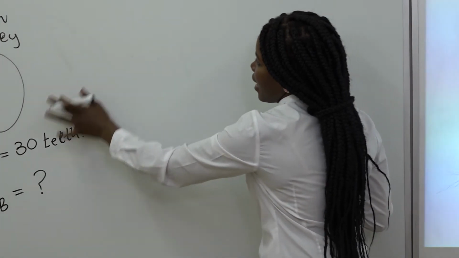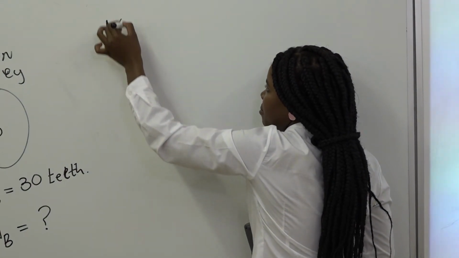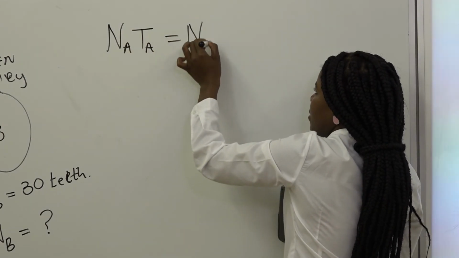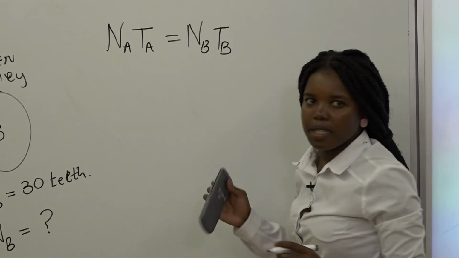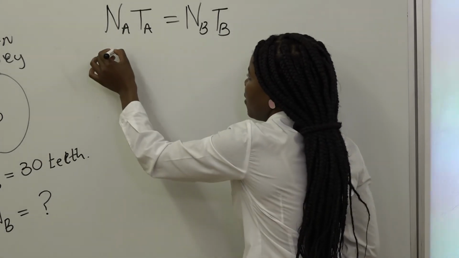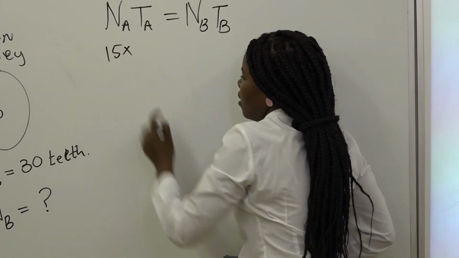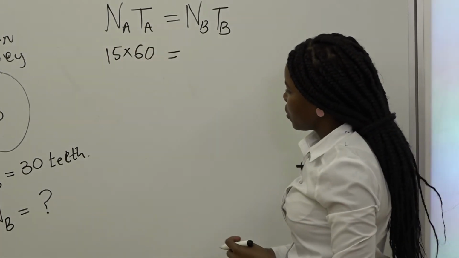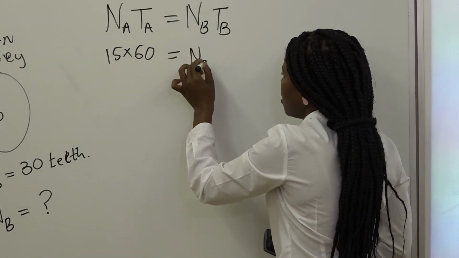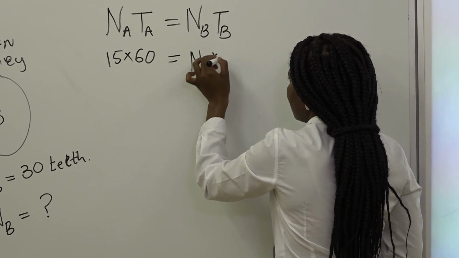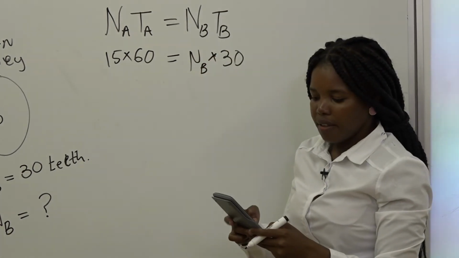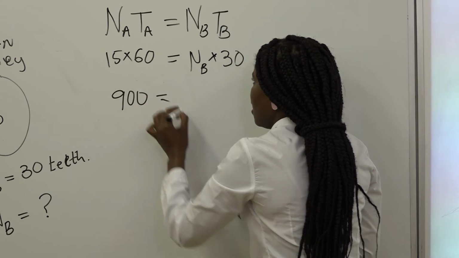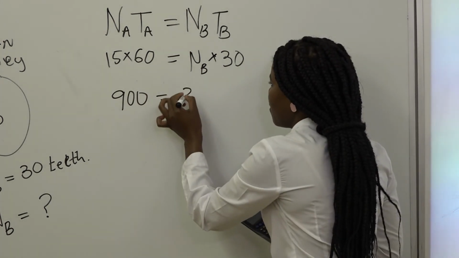So now, since we have our data here, we can calculate: NA times TA is the same as NB times TB, where our NA is 15 revs per second and our TA is given as 60, equals our NB, the unknown, and our TB given as 30. So you say 15 times 60, you get 900. And then you say NB times 30.